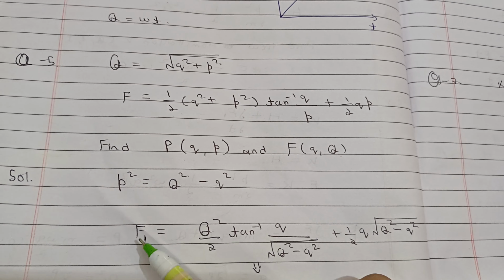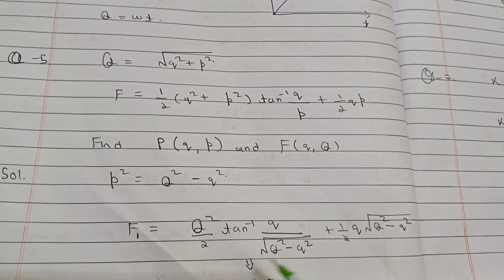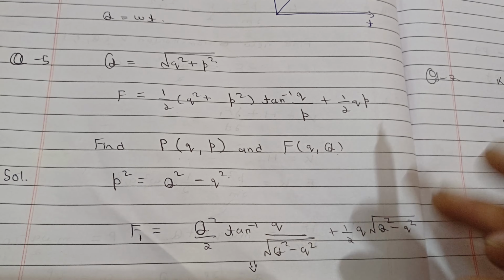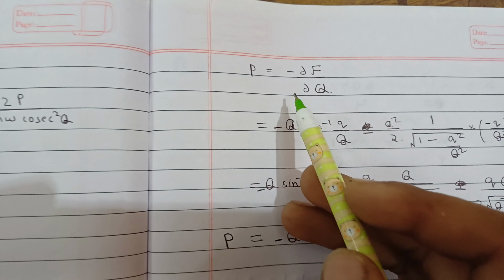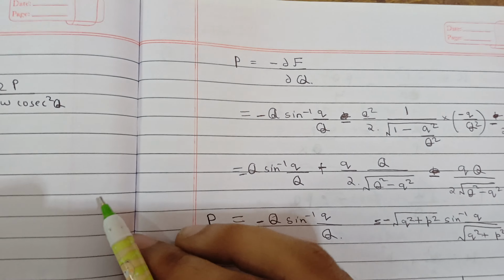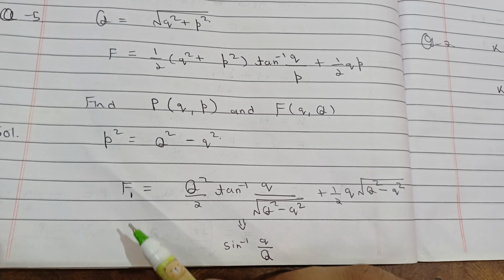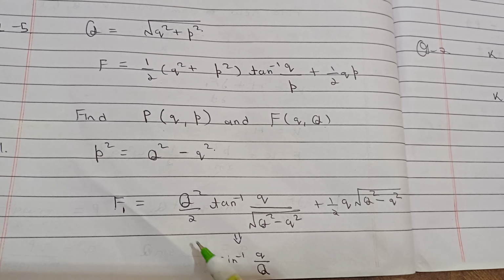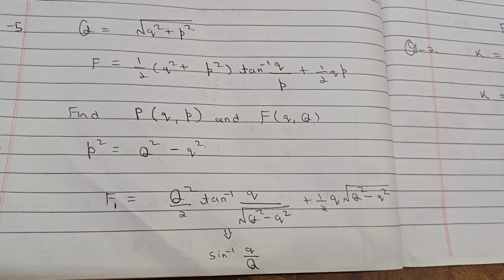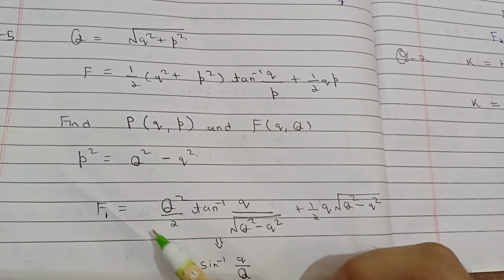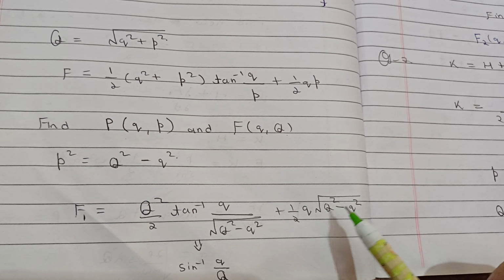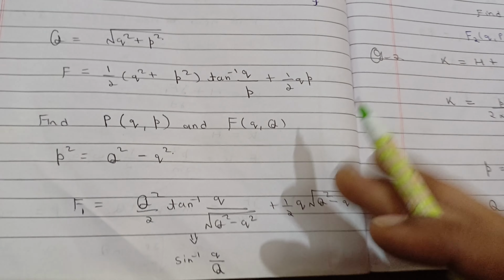So you will use, this is your F1. So you know what equations we will use for the F1. From there, capital P will be equal to minus del F by del capital Q. Now you know what your F is. F is equal to this. So you need to differentiate it with respect to capital Q. So partial differentiation. So you will use the product rule here and simple rule here, chain rule here. So let's find the derivative.